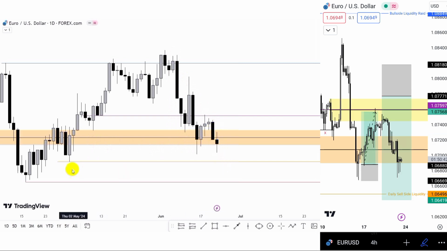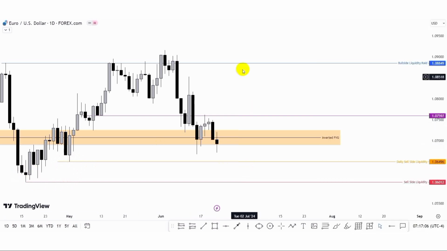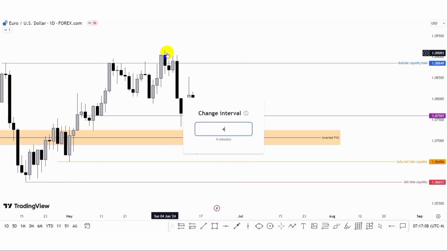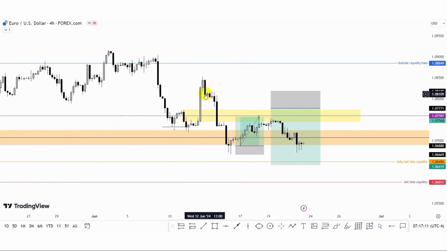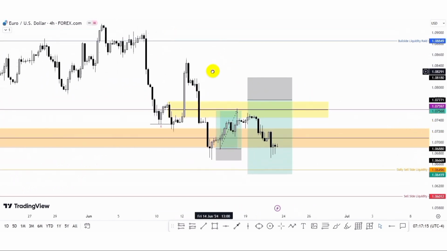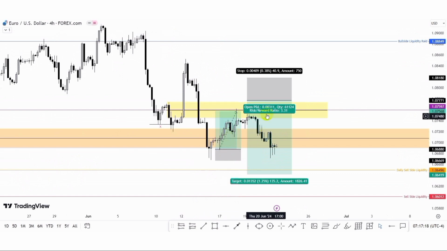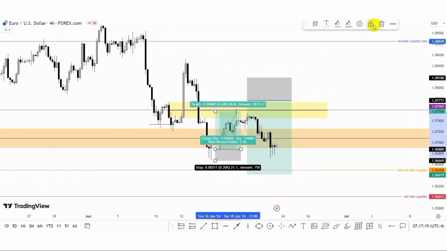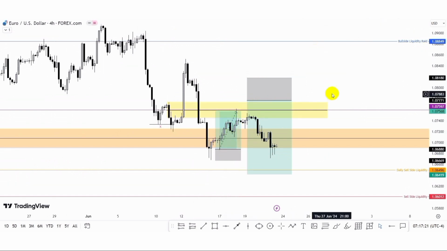So we are anticipating to see price raid this sell side liquidity, and furthermore the possibility of price raiding this sell side liquidity. So let's drop to the 4-hour time frame. So here we are in the 4-hour time frame. You can see this was the buy move we anticipated, but then we were not activated into the sell move. You can see price left us.